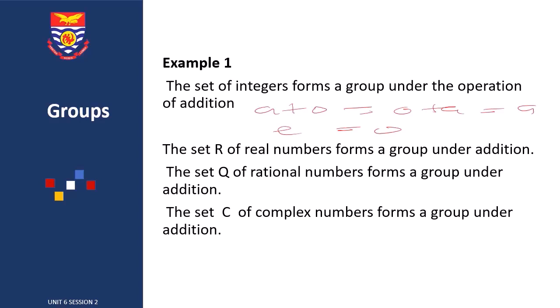The second one is the set of real numbers. It also forms a group under addition. Go ahead and prove it as I've done. Then the set of rational numbers forms a group under addition, and then the set of complex numbers. We just look at the complex numbers, don't forget about the square root of negative numbers, forms a group under addition. So it's very beautiful. Go ahead and prove them.